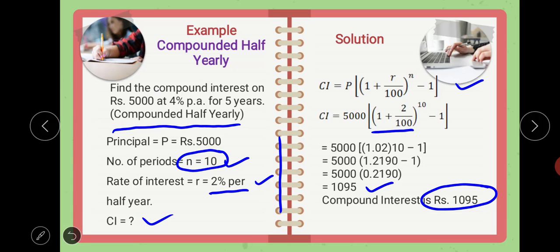Now the same example we can take for the compound interest compounded quarterly and compare the answers. It means we have to compare the compound interest. When the compounding period is decreased, then the interest will be increased. So we will check in the next example.